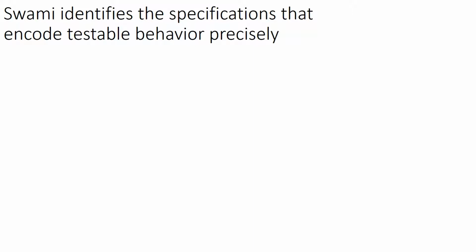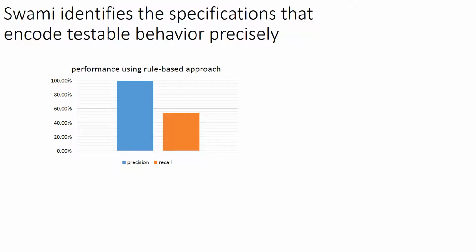Finally, we wanted to identify how Swami performs in identifying the specifications that encode testable behavior. It is important to note that input to Swami is not a single specification but a specification document that contains a lot of sections and subsections, not all of which encode testable behavior. Now, depending upon whether the format of the specification document is known or not, Swami uses two different approaches to identify relevant specifications. When the format of the specification document is known, Swami uses a rule-based approach for which Swami's precision was 100% and recall was 54% in identifying the relevant specifications.